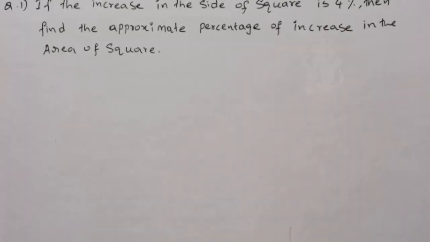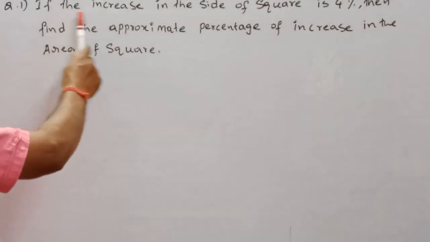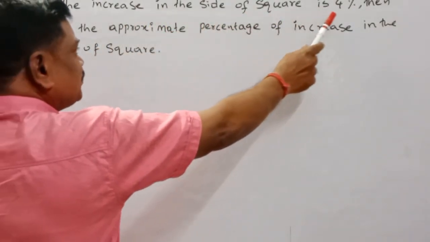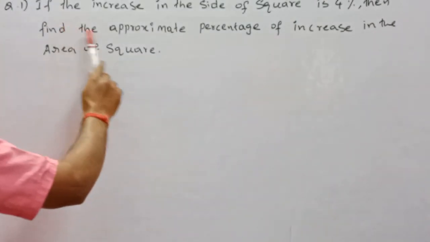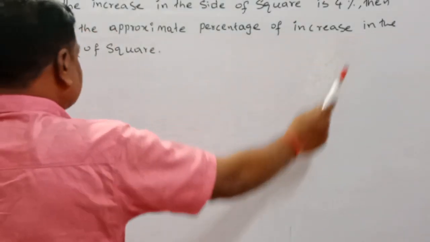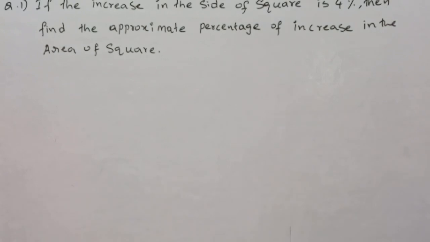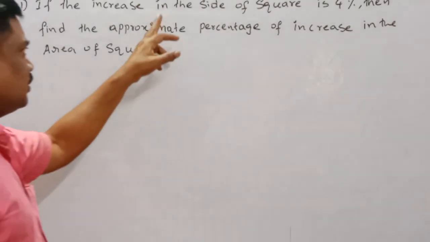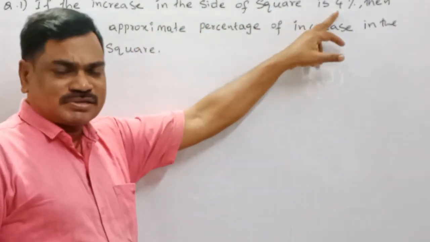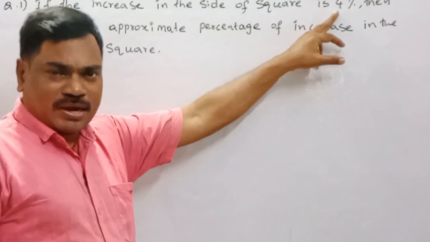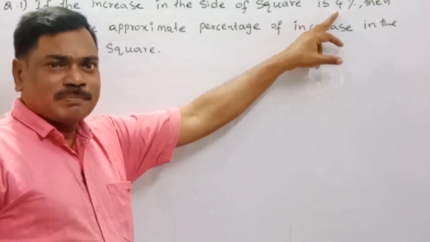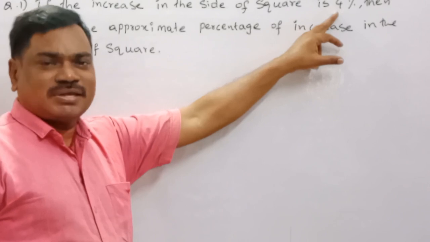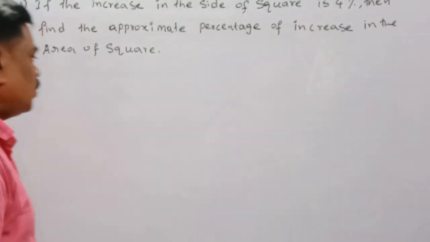Dear viewers, we have one more problem from applications of derivative. If the increase in the side of a square is 4%, then find the approximate percentage of increase in the area of the square. Here the increase of side is given as 4% in a square. Then we have to find the percentage of increase in the area. Okay, all of you, so how to find it?